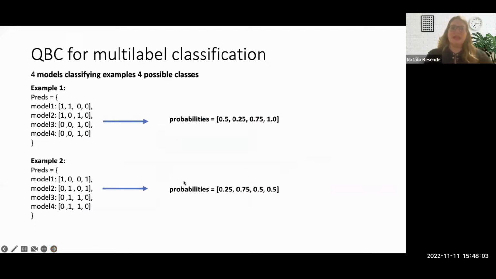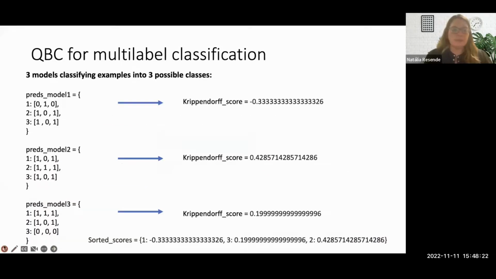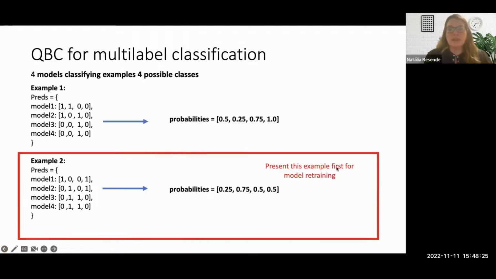Okay, so let's say here, this is an example very similar to the previous one I showed, but without calculating the entropy. Calculating the entropy is optional in this case. And then, as I said here, we present this example first for model retraining, because here there are two classes with 50% probability, and here there is just one class with 50% probability.